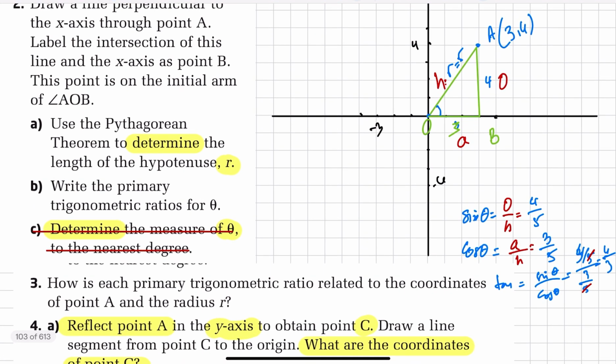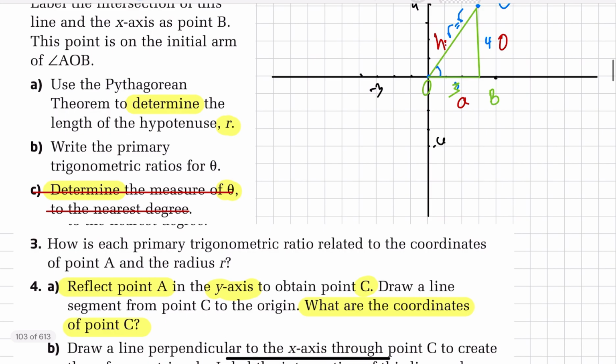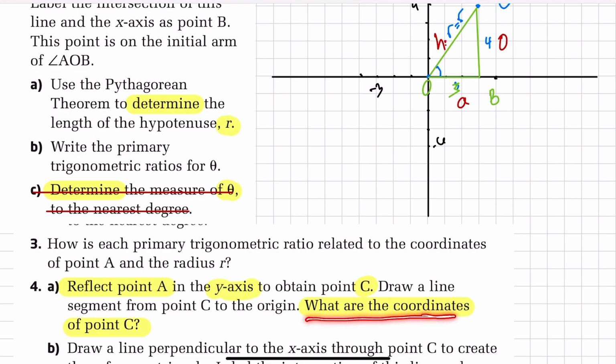So now the next question: how is each primary trigonometric ratio related to the coordinates of A in R? We just answered that question. Now let's get rid of this. Now reflect the point on the y-axis to obtain a point C. Draw a line segment from C to the origin. Okay, and they are asking us what are the coordinates of C.